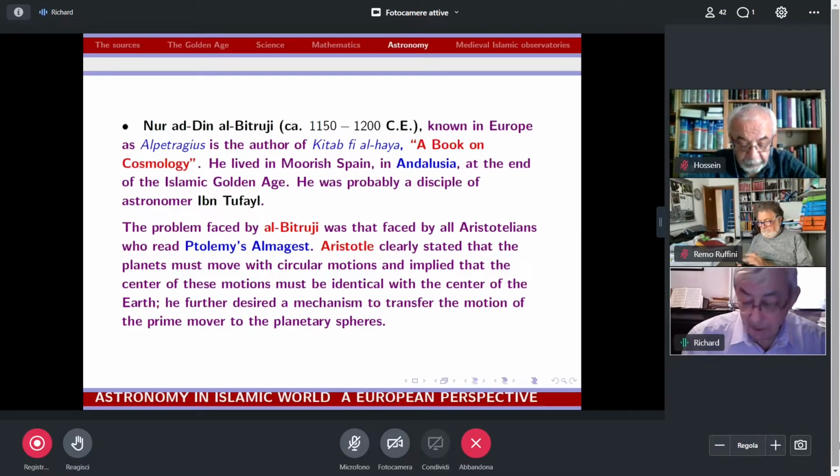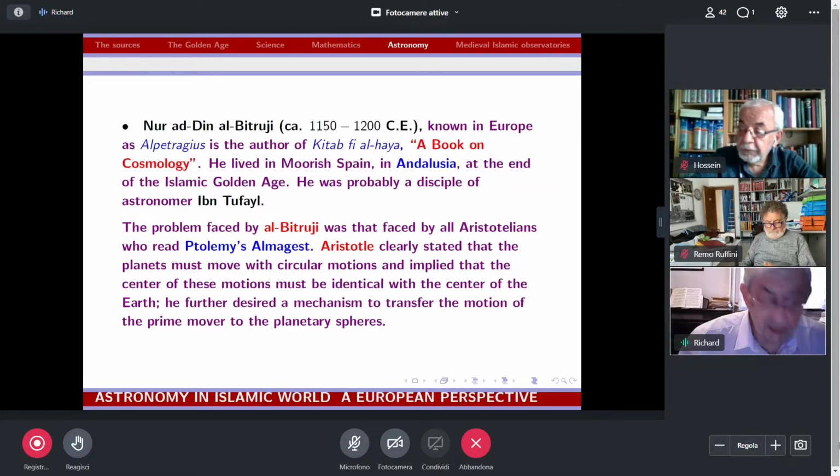Al-Bitruji rejected the notion of the equant and the non-concentric, the eccentricity. Everything has to be centered on Earth, and only the multiplication of epicycles made things stronger. In a way it was just like Fourier analysis.